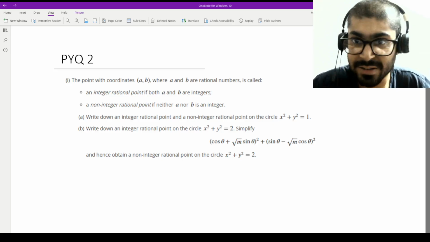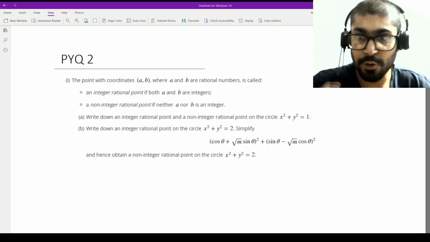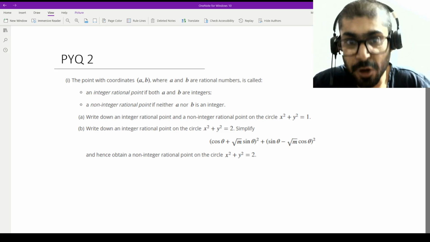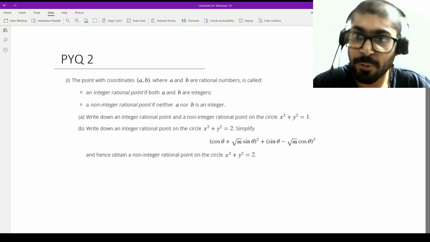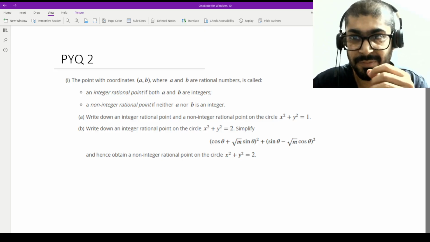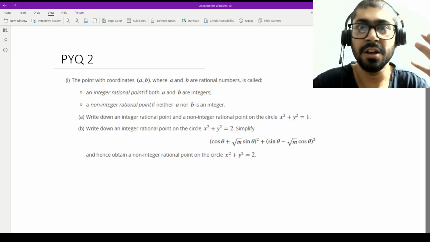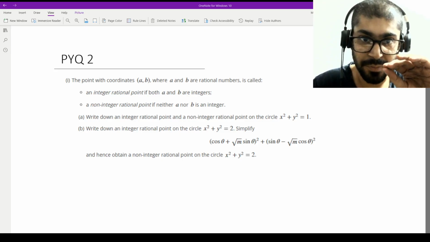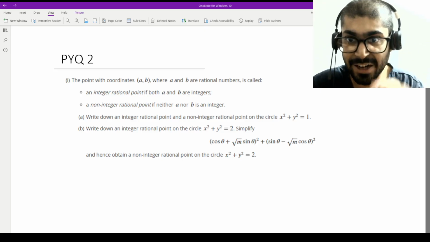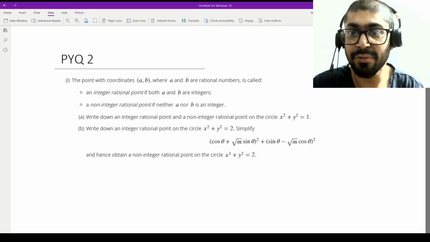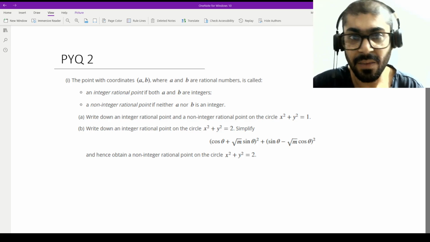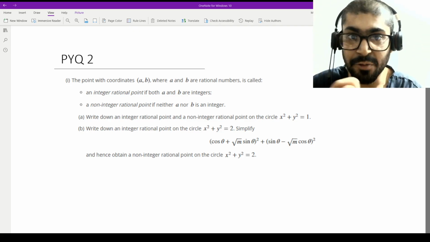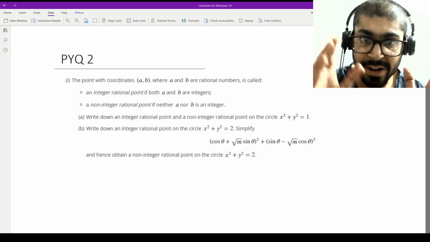Alright, the information that is given states that if you have a coordinate a comma b where a and b are rational numbers, then you would call a comma b an integer rational point if both of them are integers. Now this follows a bit of common sense because rational numbers include all of the natural numbers, whole numbers and integers, right? So the question wants you to designate a comma b as integer rational if a and b are integers. If they are not, then a comma b will be designated as a non-integer rational point.